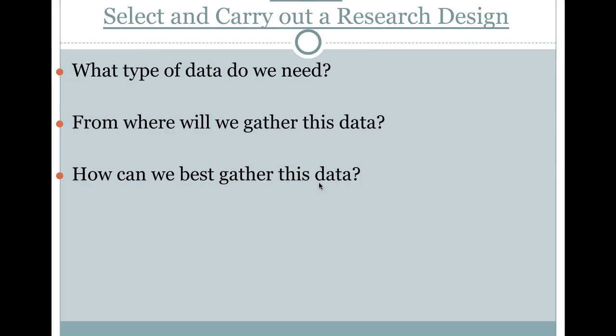The next one is then you want to go ahead and carry out your research design. What kind of data do you want to find? Where are you going to gather this data? How can you best gather this data? You have to start to explore different kinds of research options, which we'll go through in just a few minutes, looking at which one might be the best. So what kind of data do you want? How are you going to find it? And what's the best way of finding that data?